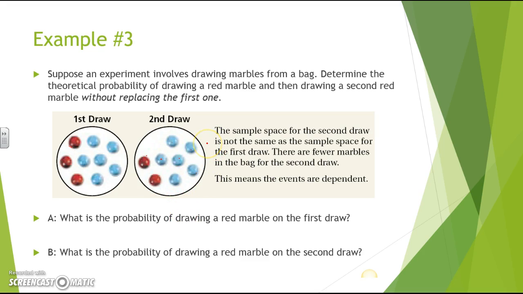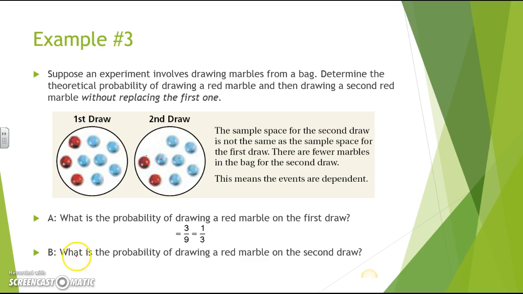It says the sample space here for the second draw is not the same as the sample space for the first draw. There are fewer marbles in the bag for the second draw. This means the events are dependent of one another. They want to know, what is the probability of drawing a red marble on the first draw here? Well, we have 3 red out of a total 9, so the probability is 3/9, and that simplifies to 1/3.